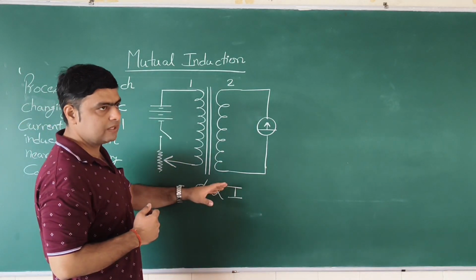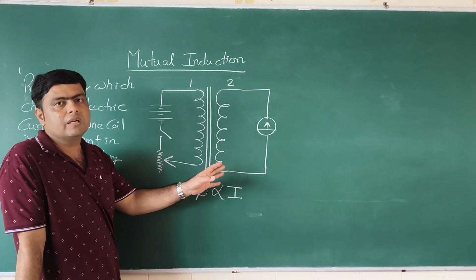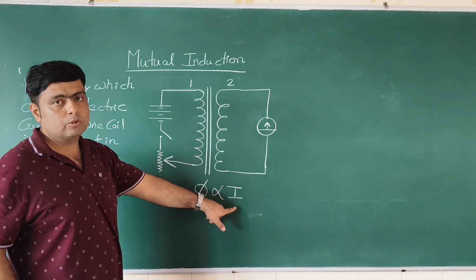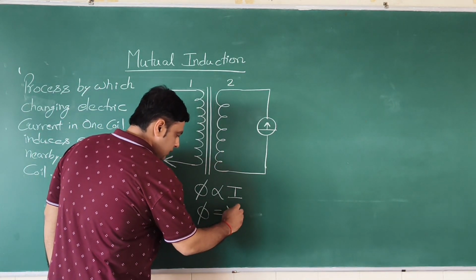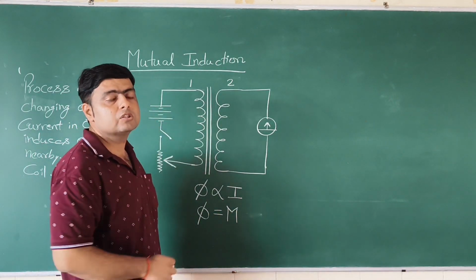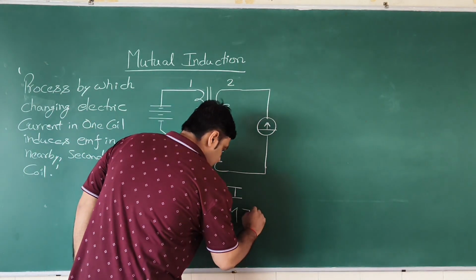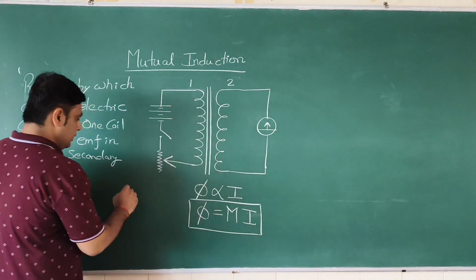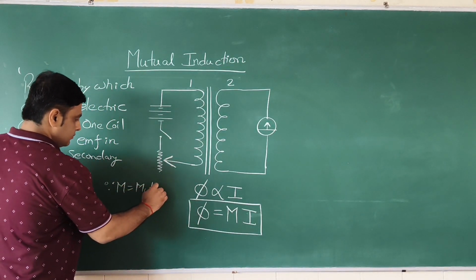The flux is generated due to the presence of the electric current inside the coil. So flux is directly proportional to current. On removing this proportionality sign, we get a constant, that is M. So phi equals M into I, this is the formula of flux, and M is called mutual inductance.